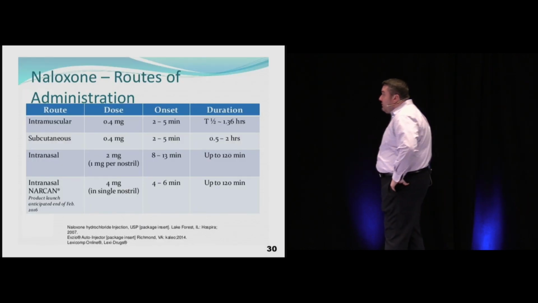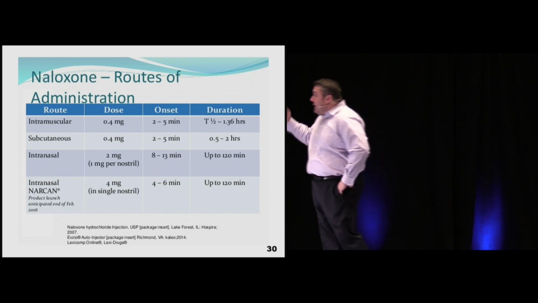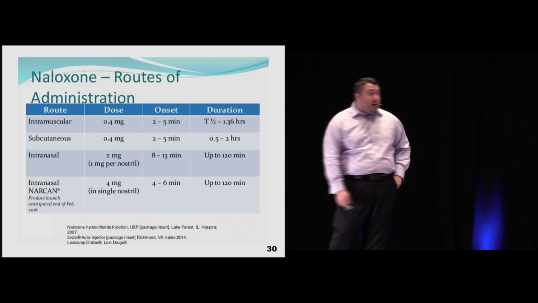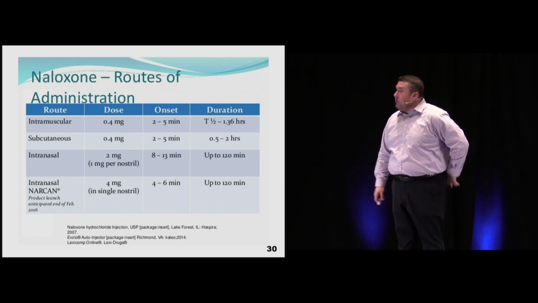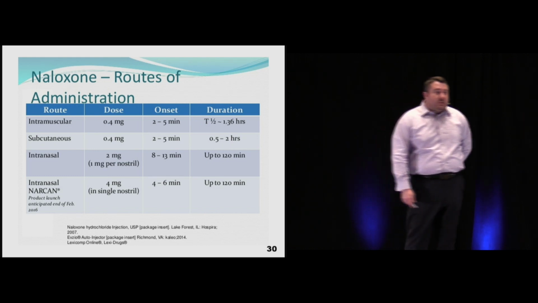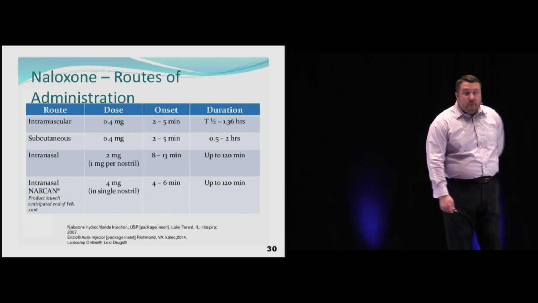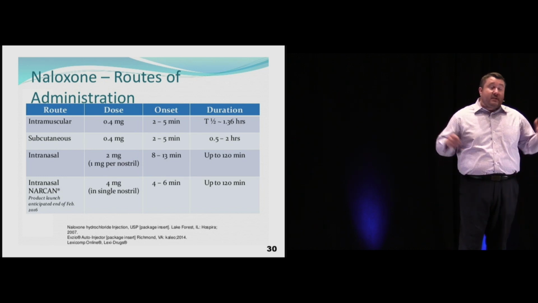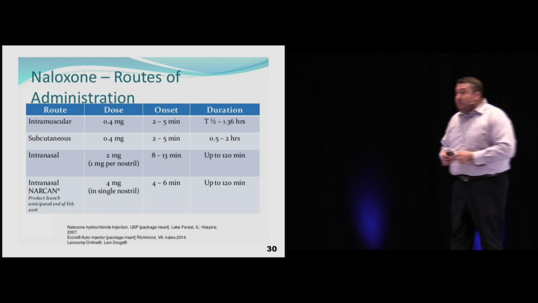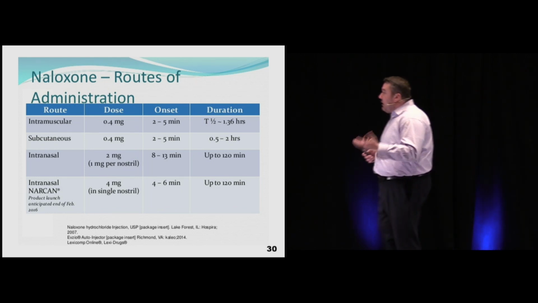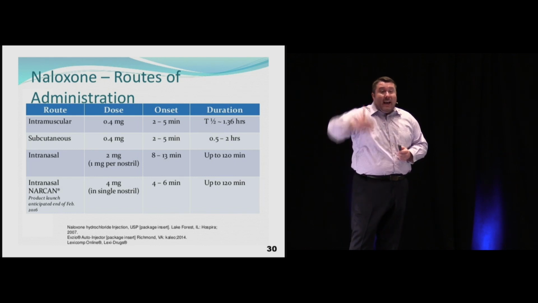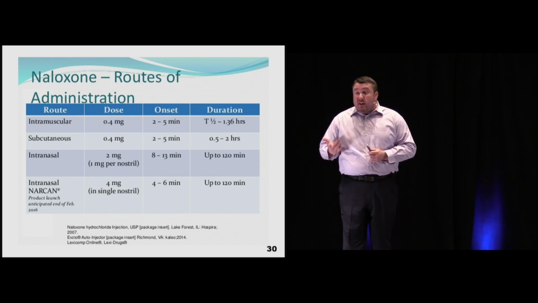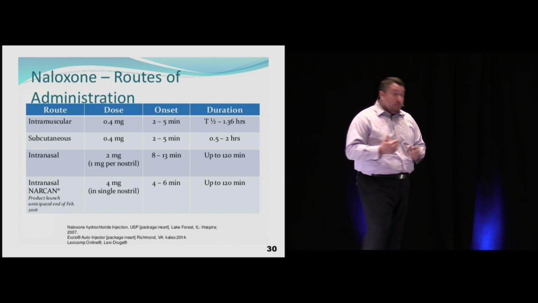So we can give it IM, sub-Q, intranasally. We now have those auto-injectors that are out there. There's even kits now for intranasal administration that you saw in that video. But typically the goal for most of us is to start low and titrate up. There's definitely been cases where we've had people ingest large amounts of contaminated heroin with carfentanil or something else, and those patients may require more, but I'd rather easily add on, because you can always add to, it's just sometimes not easy to take away from.